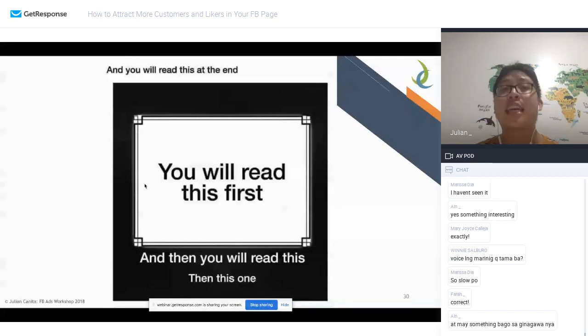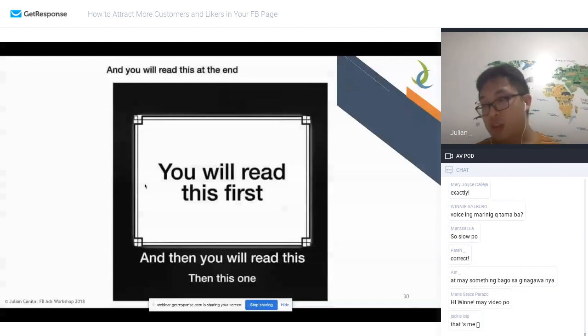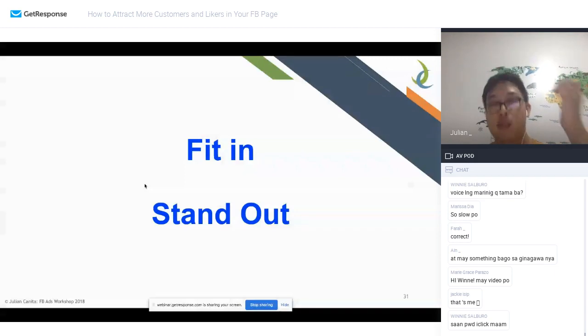Pero hindi siya nagko-convert, walang nagki-click. Only to realize na kahit gaano kaganda yung pagsulat namin sa copy, if we do not have a creative that gets the attention of our target market, wala lang din siya. Di ba? That's why it's very important that you have a creative that fits in and stands out. So, medyo ironic, no? But what does that mean?